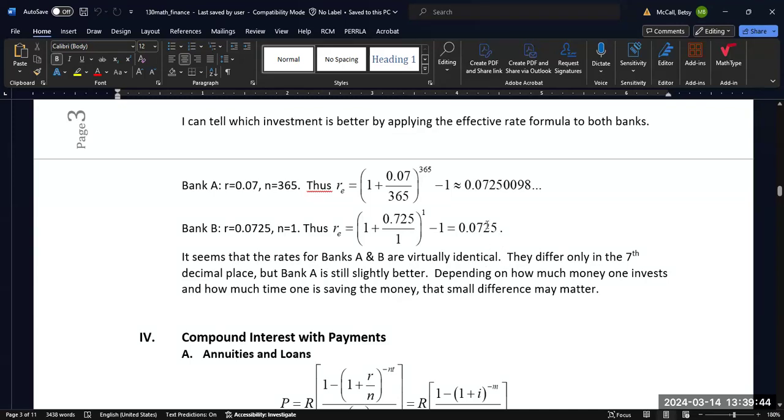Essentially, what this is indicating is that the rates are actually virtually identical. The only difference is in the 1, 2, 3, 4, 5, 6, 7th decimal place, which would make Bank A very slightly better. If you have a lot of money, you might make a couple extra pennies. But if you're just having hundreds or thousands of dollars, you may not even notice the difference in these two.